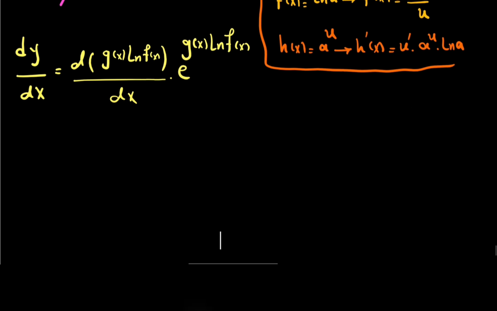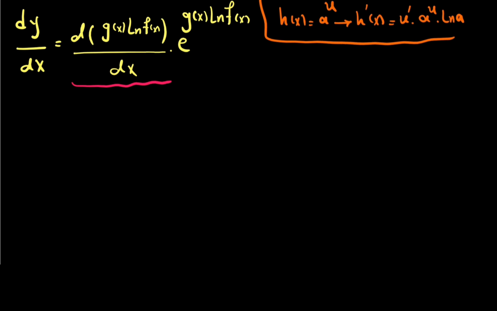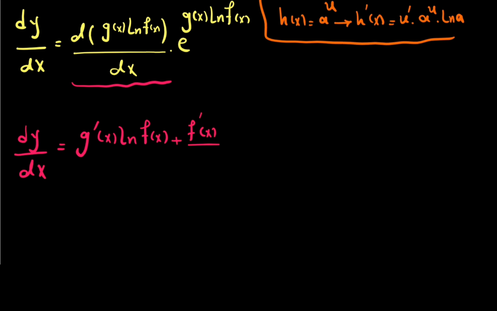For solving this part, let me write it again. dy divided by dx equals: take the derivative of the first function, that's g prime x times ln f(x), plus, take the derivative of the second one, ln f(x), that will be f prime x divided by f(x), times the first one, which was g(x), and this multiplied by e to the power of g(x) times ln f(x).